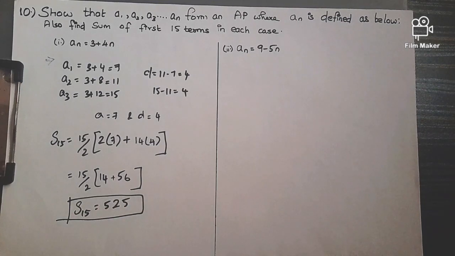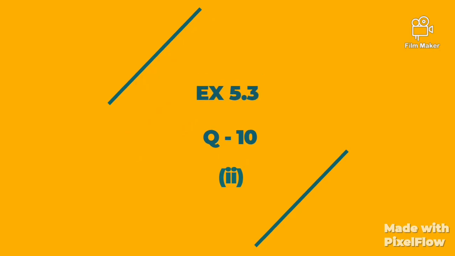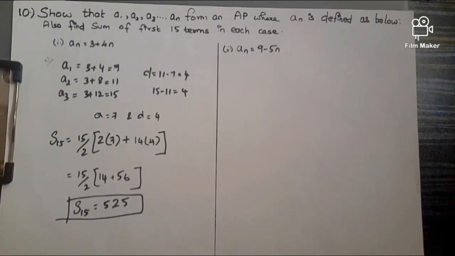So this is your first subdivision. They have asked to find whether it forms an AP. Yes, this forms an AP with the starting a as 7 and common difference 4. The sum of the first 15 terms is 525. Now we'll see the second subdivision: an equal to 9 minus 5n.